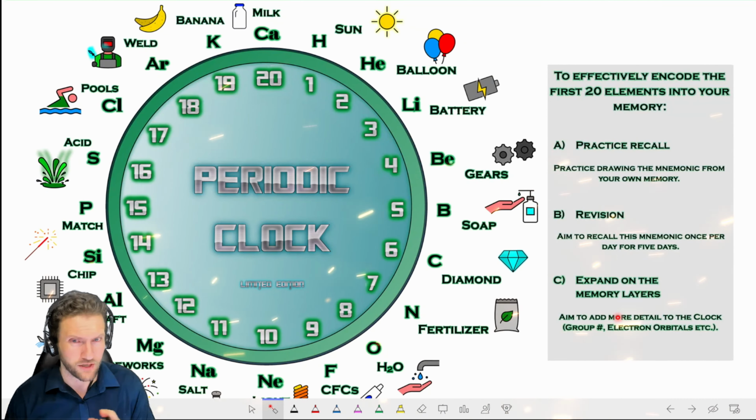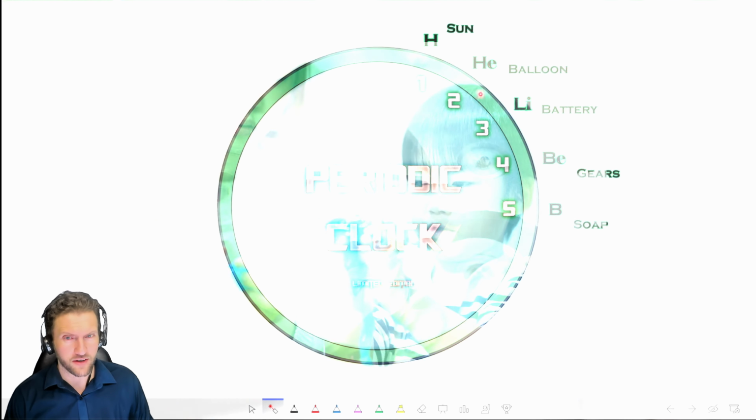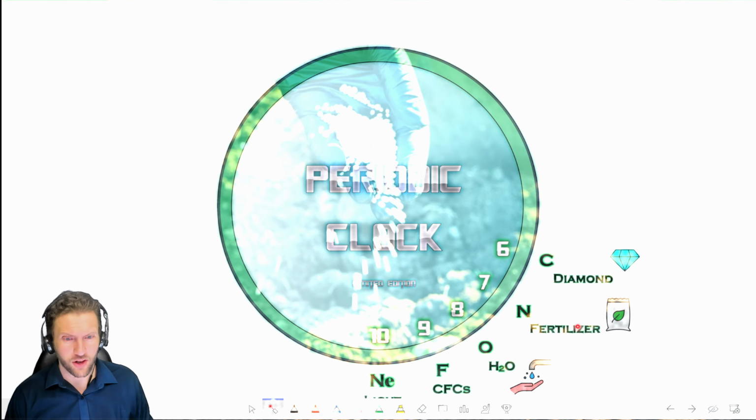Let's quickly fly through. So, element number 1, sun, balloon, battery, gear, soap. Very easy. I'm sure you can recognize them. Next one, we had diamond, fertilizer, water, a little bit of toothpaste, and that light bulb. Next one, salt shaker, fireworks, airplane, chip, and our matchstick. Must be someone's birthday. Next one, acid. We got that little guy swimming again. We got the welder, the classic bananas, and the milk.